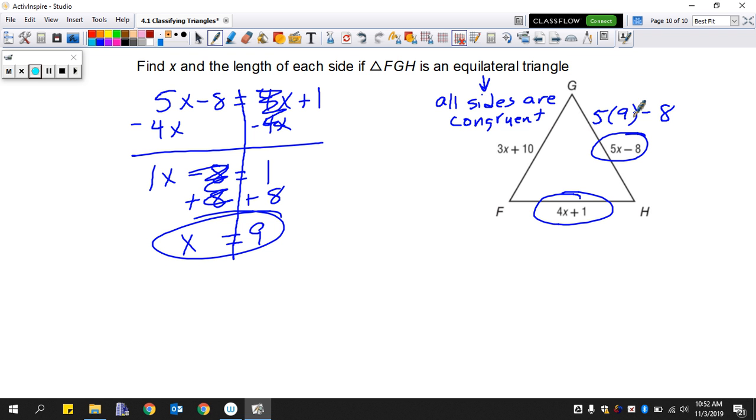It's always a good idea to plug your values in just to check to make sure that you didn't make a careless error someplace. Okay, so that does it for this lesson.